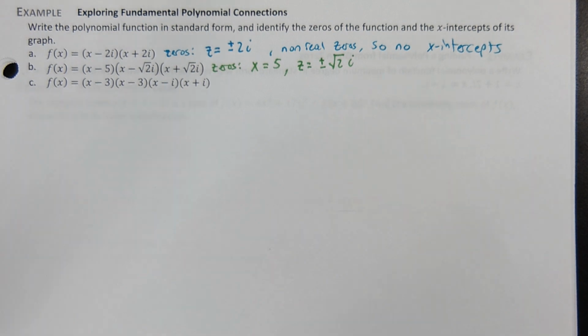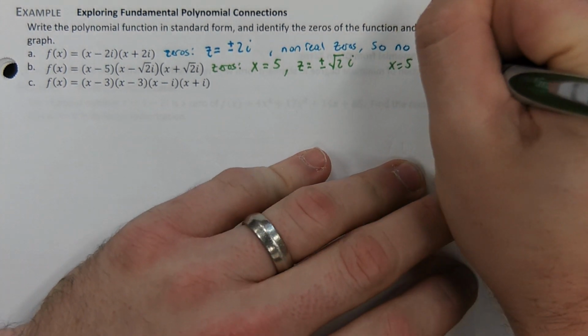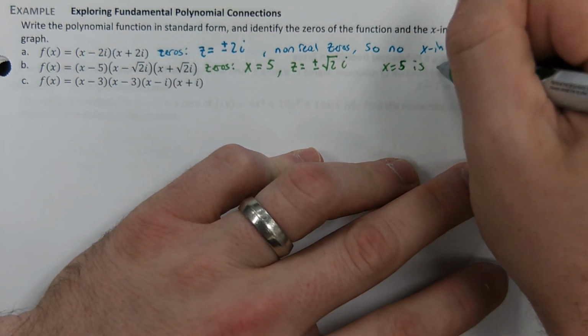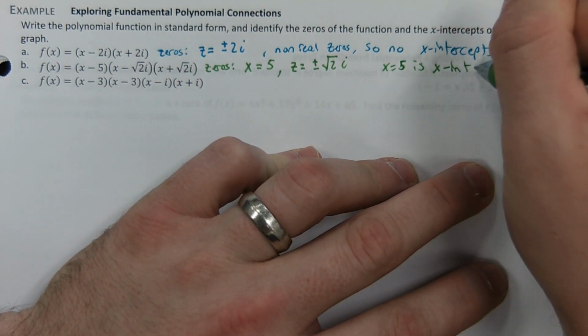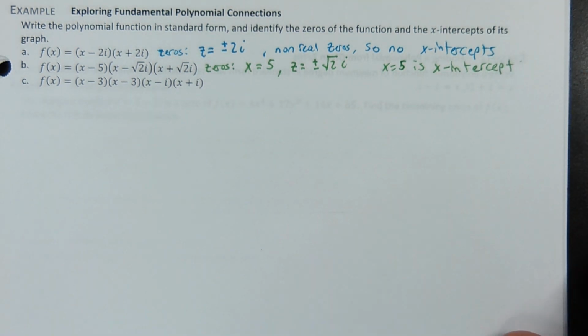At x equals 5. Yep. We have an x-intercept at x equals 5, because it's a real solution. All real solutions will be x-intercepts.